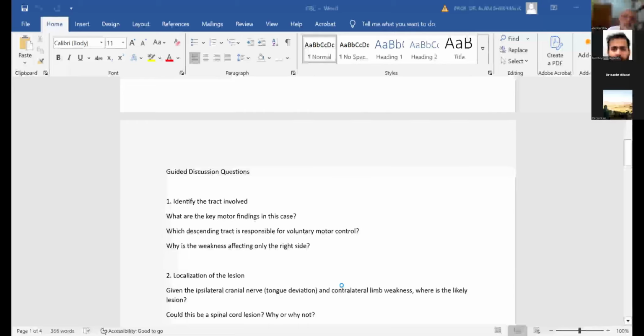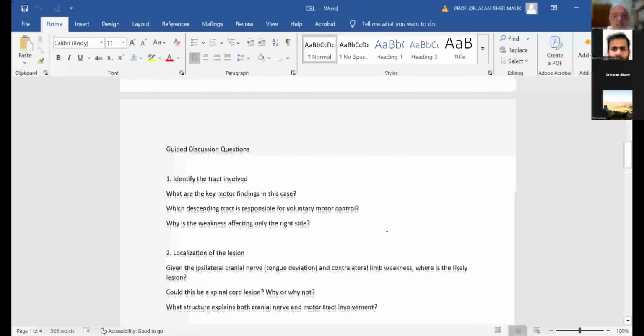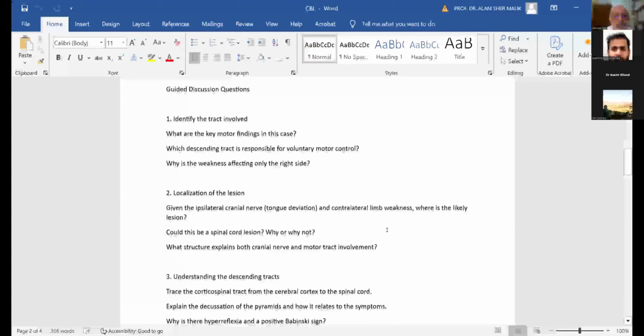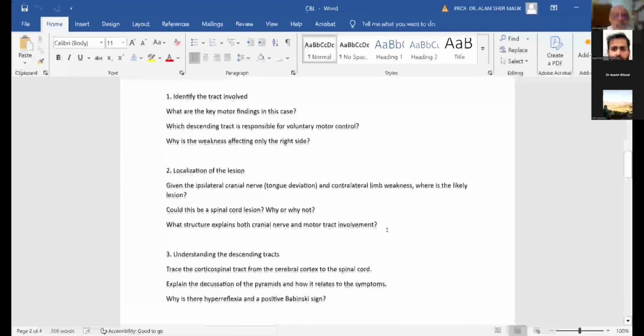Students have to identify the tract involved. What are the key motor findings? Which descending tract is responsible for this? And why is the weakness affecting only the right side? The second is localization of the lesion. Given the ipsilateral cranial nerve and contralateral limb weakness, where is the lesion likely? And could it be a spinal cord lesion? Why and why not? And then there's an understanding of descending tracts.